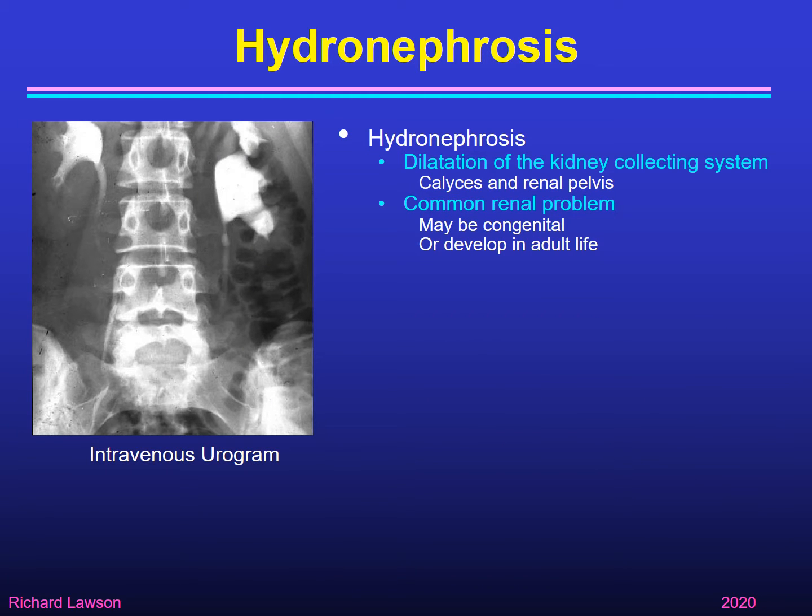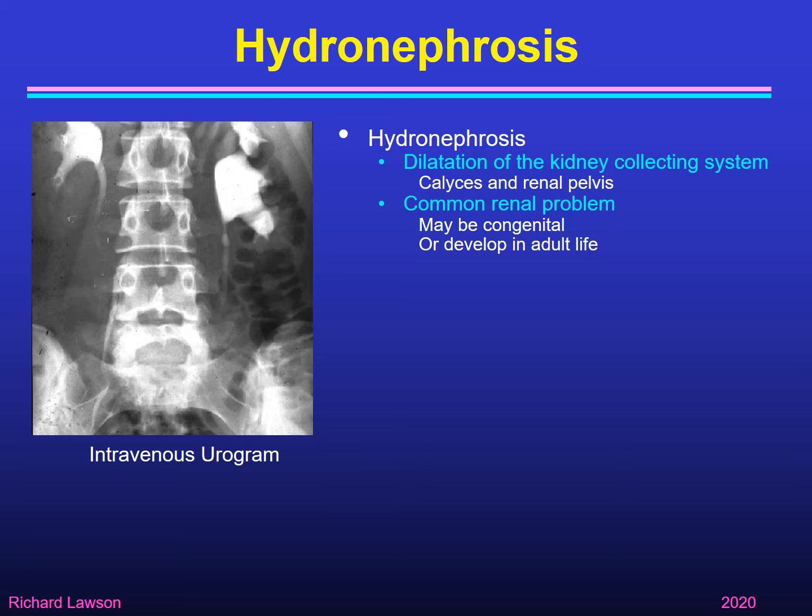So one reason for a renogram curve like that which doesn't empty is a condition called hydronephrosis. That really just means an enlargement, a dilatation of the kidney collecting system, that is the calyces and the renal pelvis. On this intravenous urogram, which is an X-ray study, you can see contrast collecting in the pelvis of this kidney, and you can see it's a very large dilated renal pelvis. That's typical hydronephrosis.